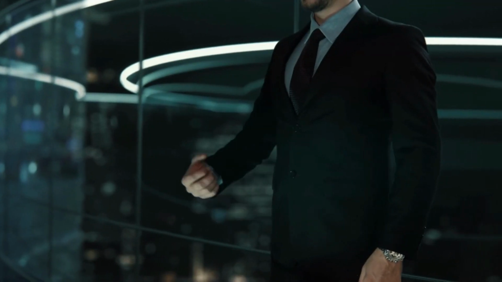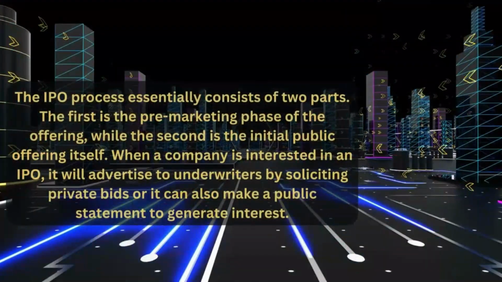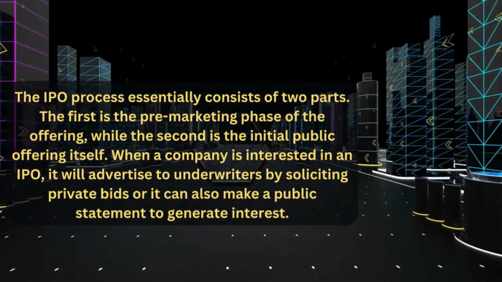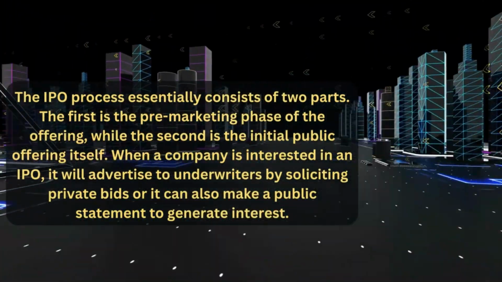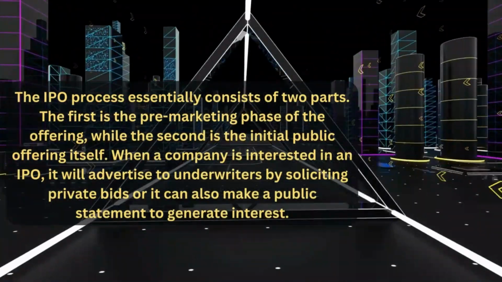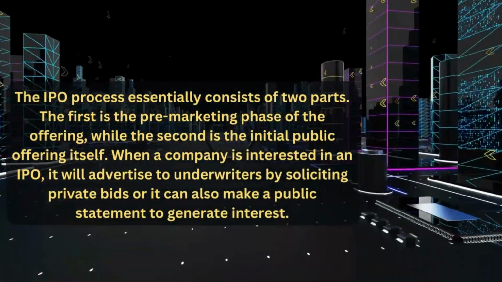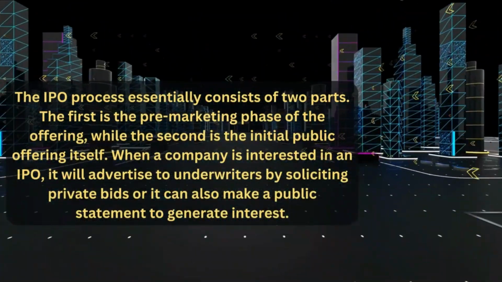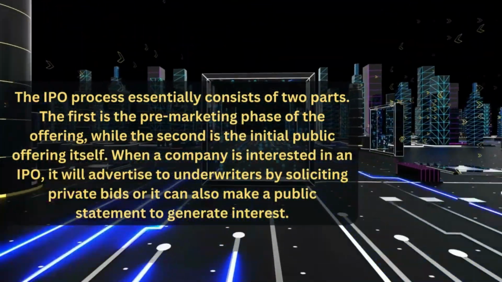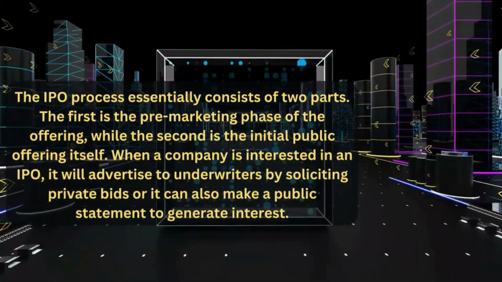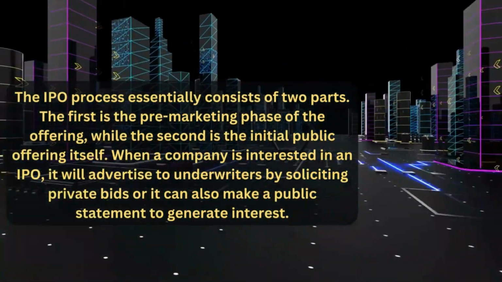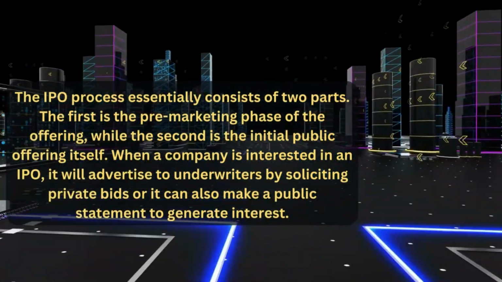Next, we will talk about the IPO process. The IPO process essentially consists of 2 parts. The first is the pre-marketing phase of the offering, while the second is the initial public offering itself. When a company is interested in an IPO, it will advertise to underwriters by soliciting private bids, or it can also make a public statement to generate interest.